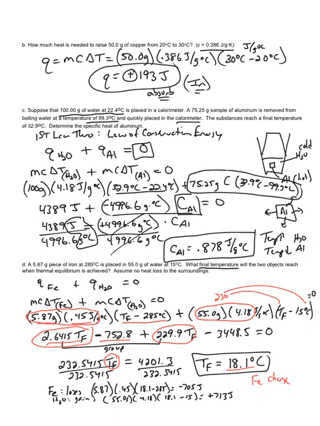So the iron will change its temperature (285). It's going to change its temperature about 267 degrees Celsius. It's going to drop almost 267 degrees Celsius. The water has literally changed its temperature by going up by about 3 degrees.